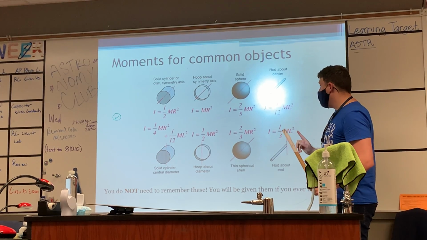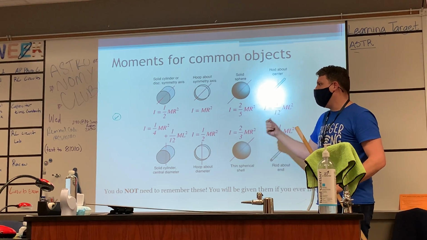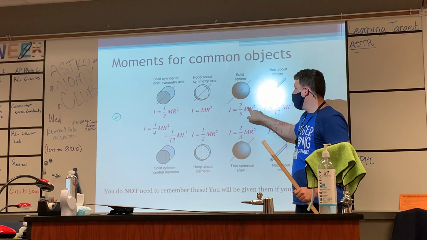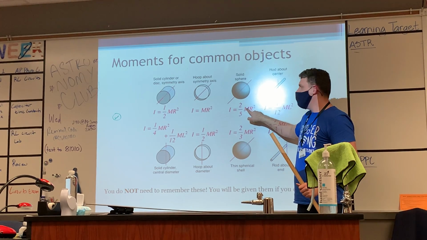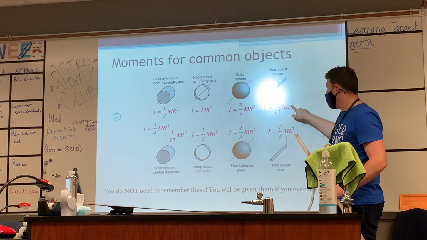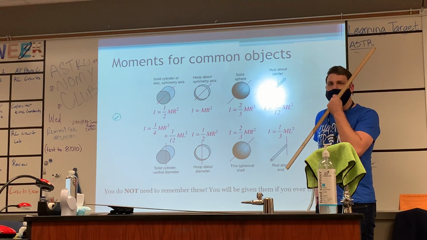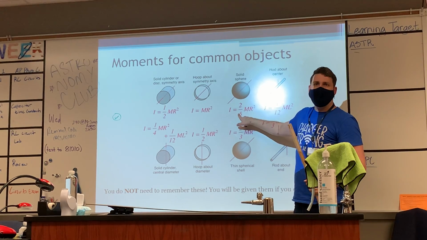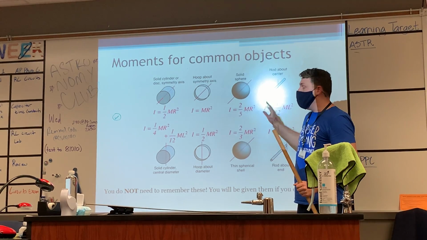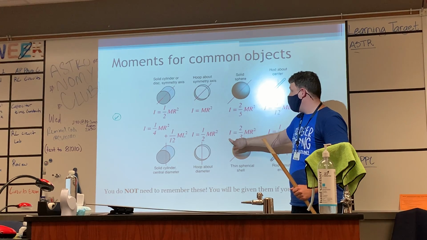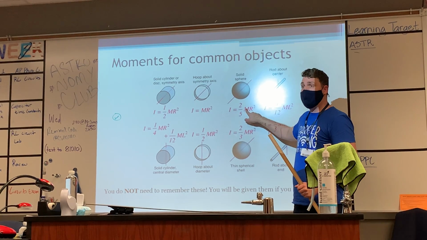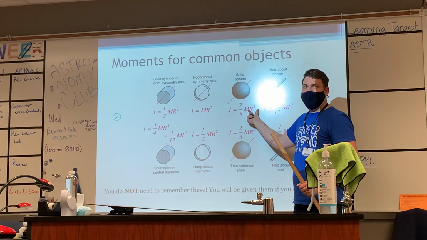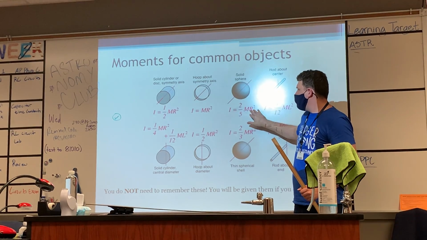And then the second thing to notice is that all of these formulas kind of look similar, don't they? They're all some fraction multiplied by the mass of the object times either the radius or the length squared. So they all look very similar. Really, the only difference is this fraction, right? So the important takeaway is the moment of inertia for any object depends on the mass of the object, and then it also depends on the size of the object. If the sphere had a bigger radius, then I would be bigger.